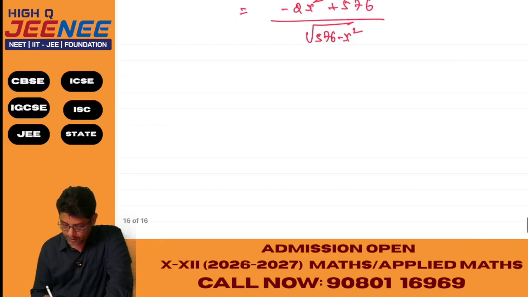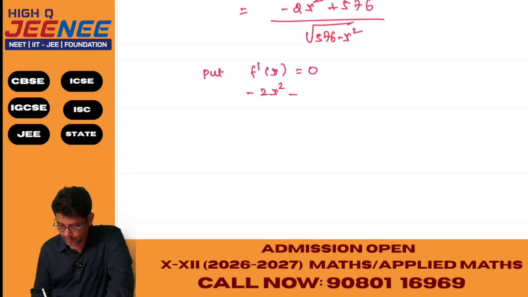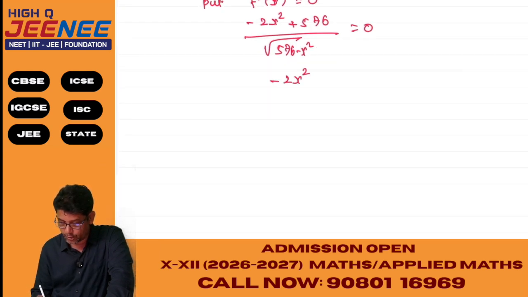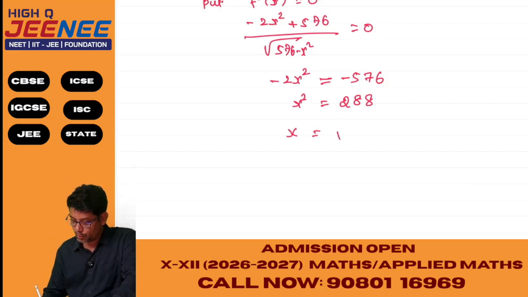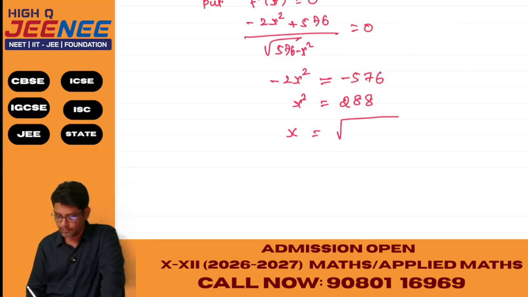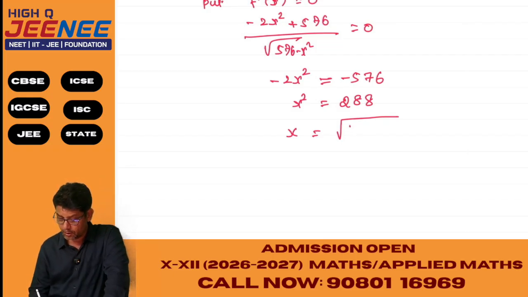So what is it? Put f dash of x equal to 0. Minus 2x square plus 576 divided by root of 576 minus x square equal to 0. So what are we going to get? Minus 2x square equal to minus 576. What is x square? 288. Am I right? So what is x equal to? Root of 288. What is root of 288? 144 into 2. So plus or minus, let us put. So x is equal to plus or minus 12 root 2.